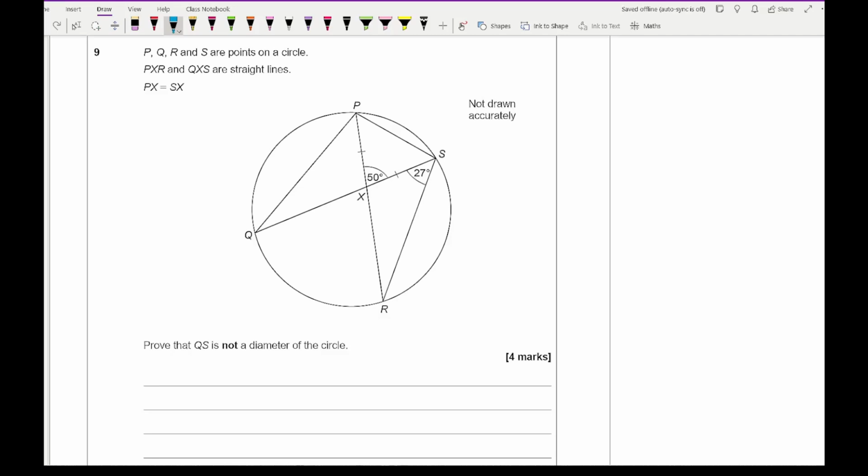Now, when you're doing any form of geometric proof, you always want to state a fact. So if QS is the diameter, then the opposite angle, then angle QPS must equal 90 degrees. So that's what we're going to first of all establish first.